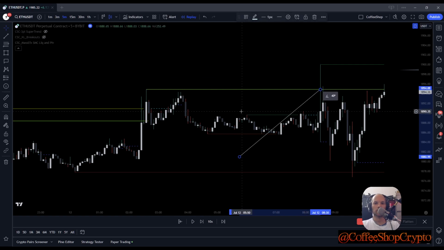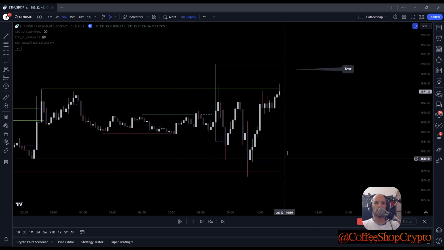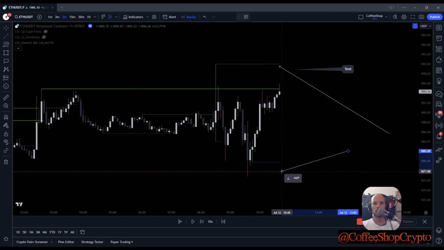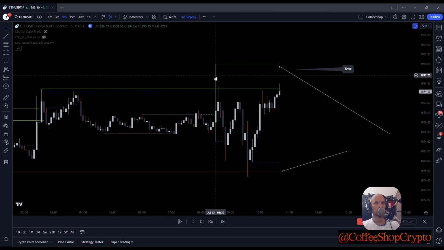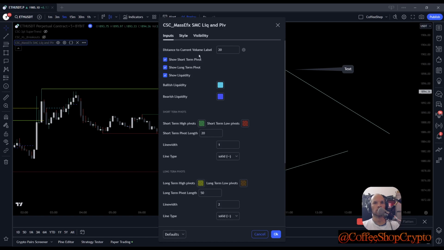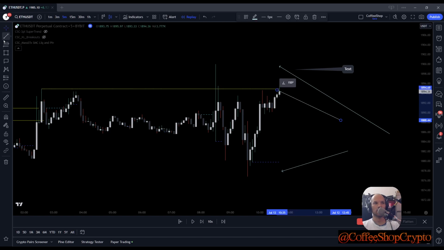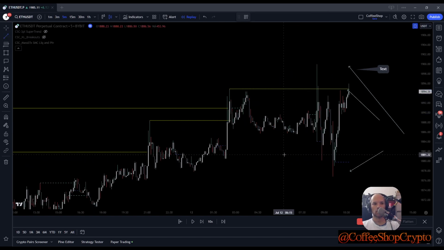See? Way up there. Now, this is going to be very interesting. So let's talk about real quick what this has in it. It has short-term high pivots, short-term low pivots. Okay? Now let me turn off the short-term so you can see the other ones. Short-term off. Now, what's left? You've got long-term high pivots and long-term low pivots.